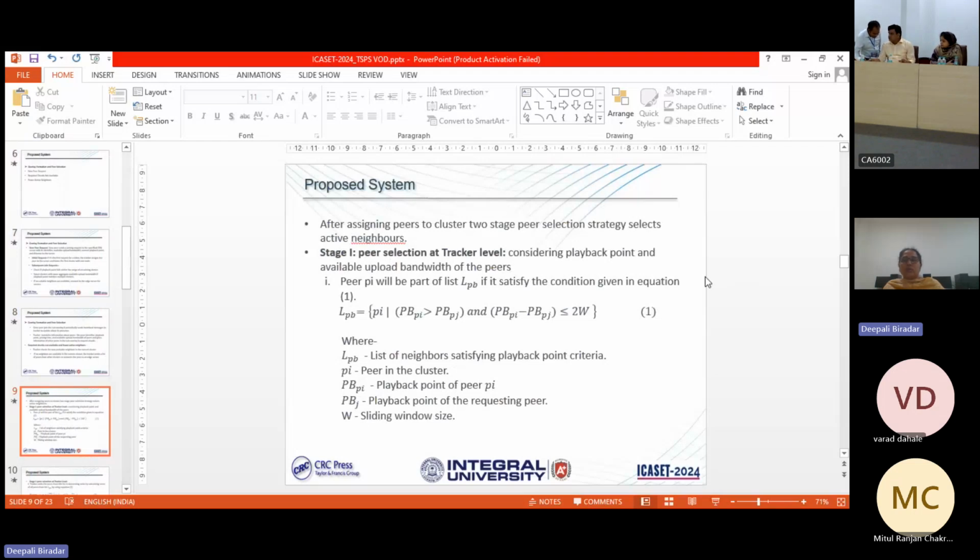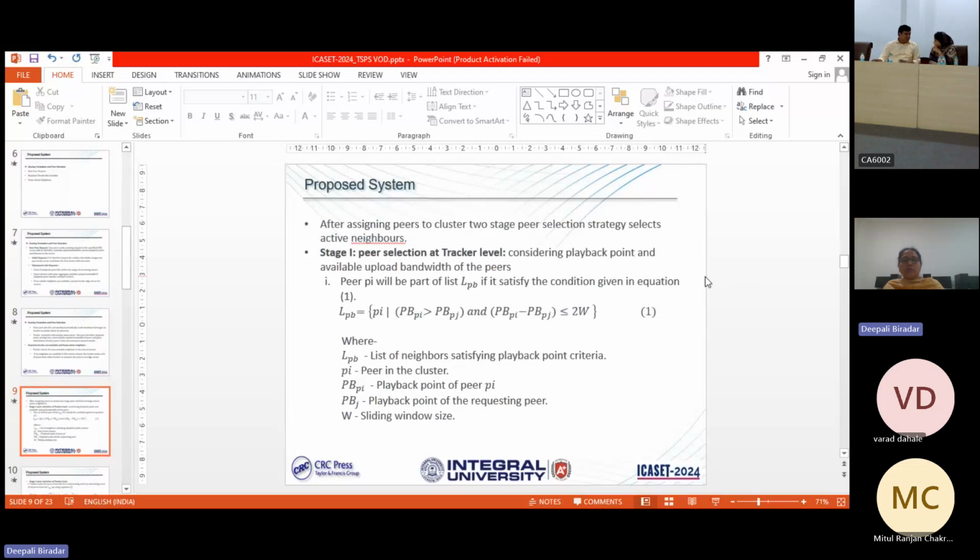Now here, once that particular node is assigned to the cluster, the next responsibility is how to select the neighbors. There may be multiple neighbors within that cluster. So how to select the proper neighbors so they can serve the request? That's why here we are proposing a two-stage technique. At stage one, peer selection at tracker level, the tracker will suggest some nodes to that particular peer. And again at peer level, from that list, it will filter out some nodes based on ranking.